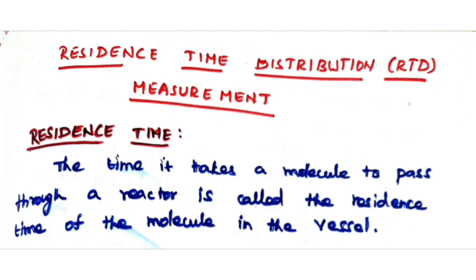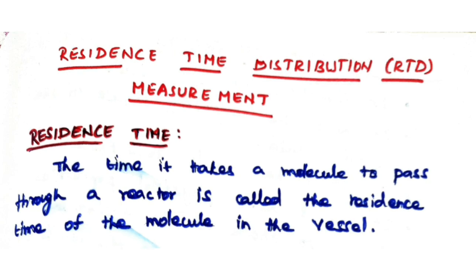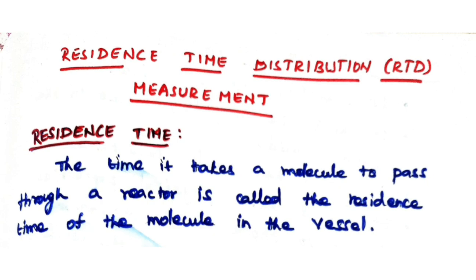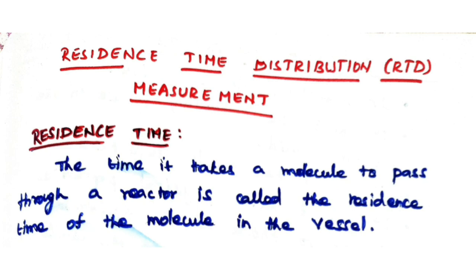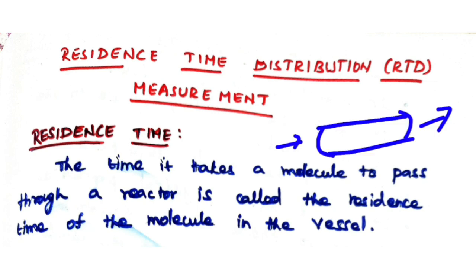Before starting this video, I'll just revise what is residence time and what is residence time distribution. So let's see what is residence time. Residence time is the time it takes a molecule to pass through a reactor; it is called the residence time of a molecule in the vessel. That means how much time a molecule spends inside the reactor is known as residence time.